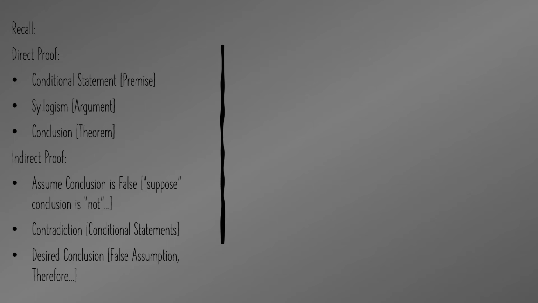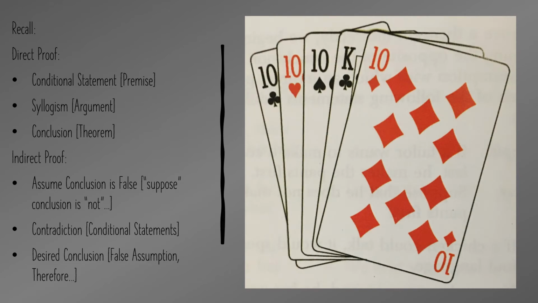Now, an indirect proof is a little bit different. Recall our hand of cards where we had these 4 tens in our hand. So we could probably assume then that no one else was able to have a royal flush. But when we make an indirect proof, we're going to assume the conclusion is false by saying, suppose that the conclusion is not. Then we're going to keep working those conditional statements until we find the contradiction. And then finally, we'll develop the desired conclusion where we state the false assumption and then say, therefore, this is true.